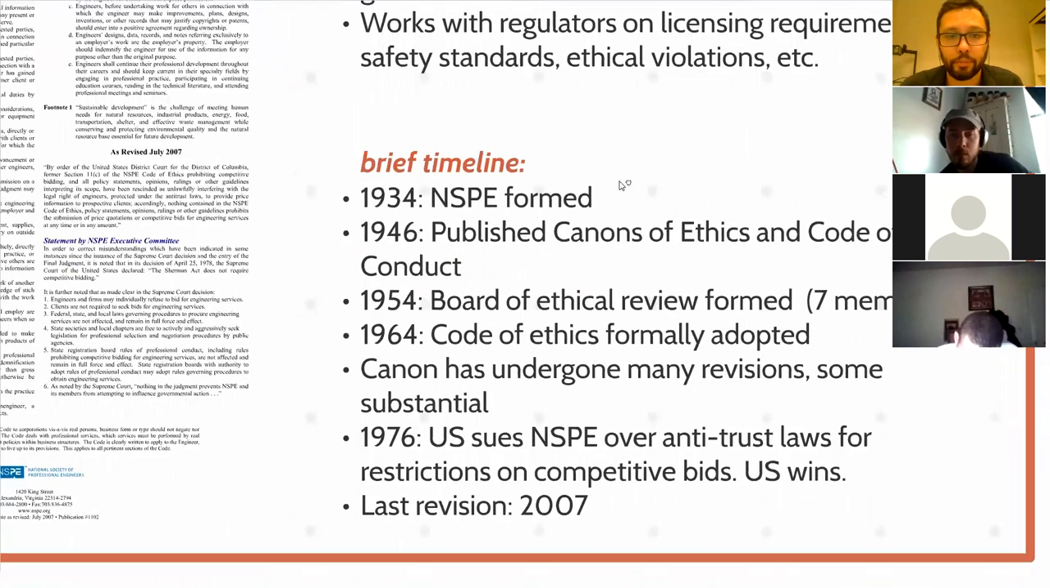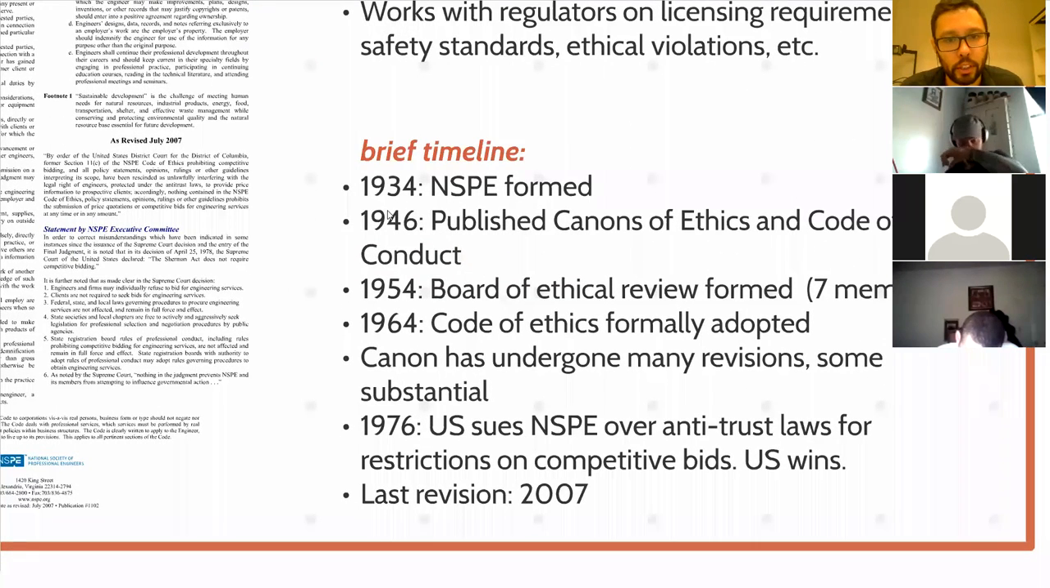So the NSPE was formed in 1934, and over a decade later was when they first published a code of ethics. They put out yearly reports, news in the engineering world. And in 1946, along with their reports, they published a code of ethics that was structurally the groundwork for the code of ethics as it exists today. After they published the code of ethics, though, there were concerns over different interpretations of certain terms or certain principles.